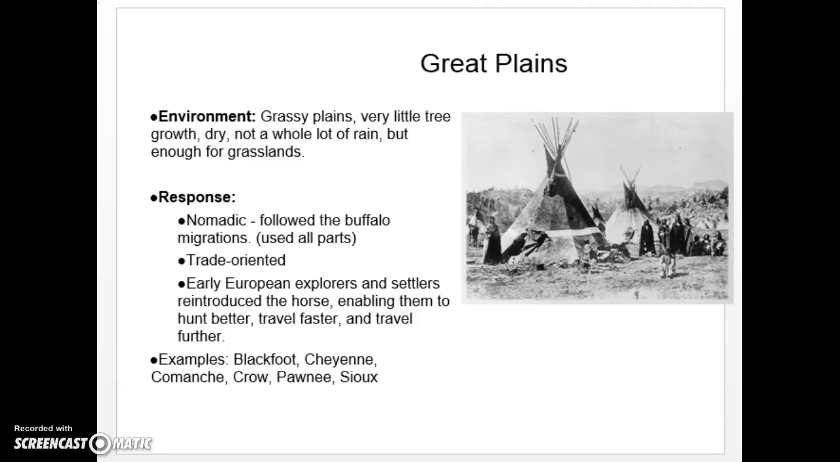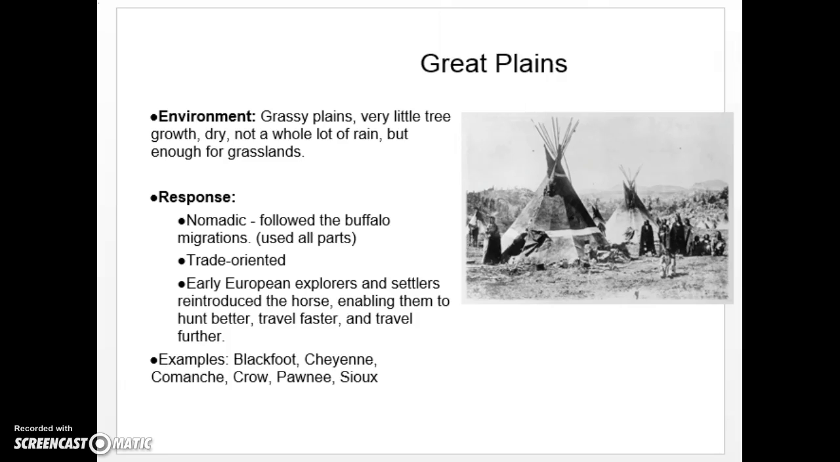All right, over in the Great Plains, we have grassy plains with very little tree growth, not a whole lot of rain, but enough just to set up some grasslands, and not really the best area to grow agriculture either. So they are nomadic, they are trade oriented, they travel. They really follow the buffalo more than anything, and they use the buffalo for so much more than just their meat. They used the entire buffalo.